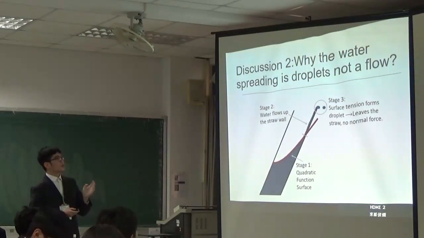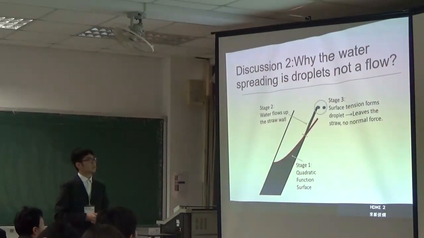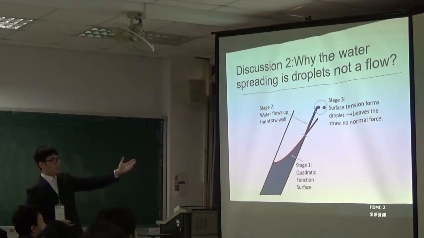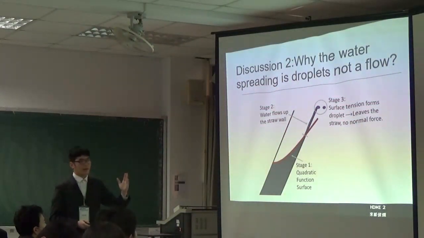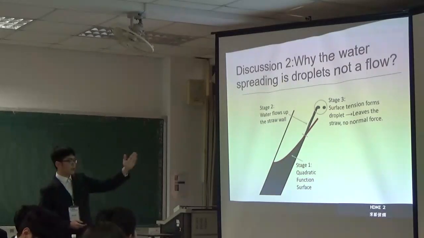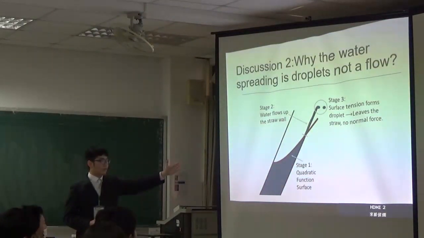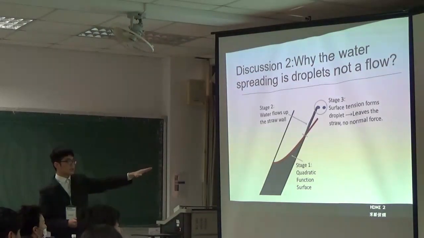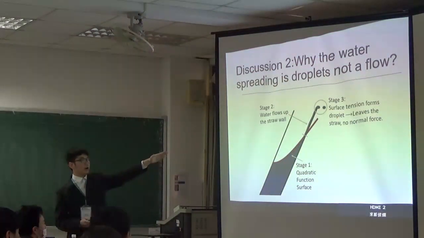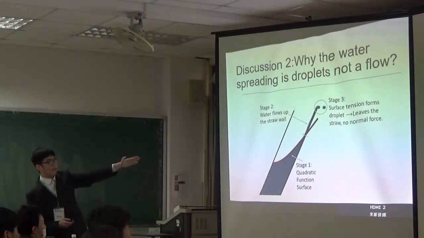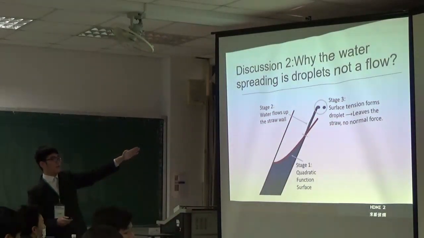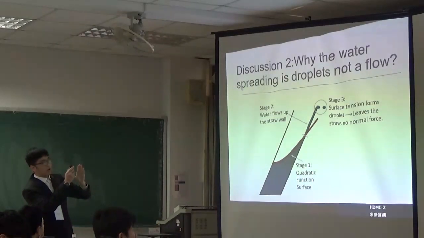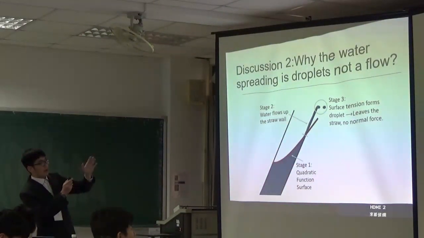For the second discussion, why the water spreading is a droplet, not a flow. So this is the motion of the water. I divided it into 3 stages. The first stage is the quadratic function surface, which I have mentioned previously. And when this quadratic function reaches the side of the water straw, the water will flow out, go along the side and then go up.